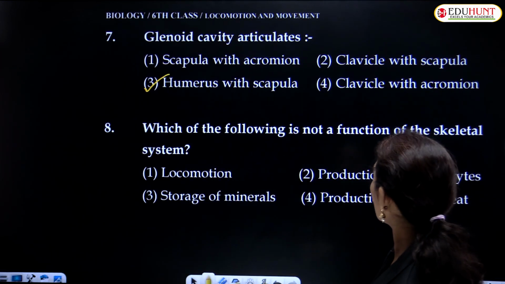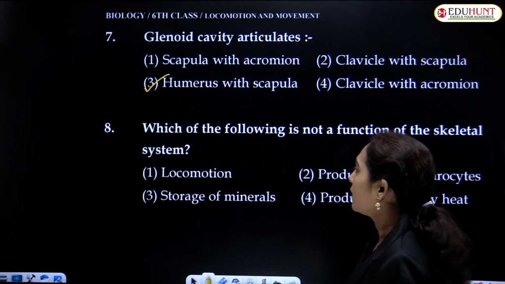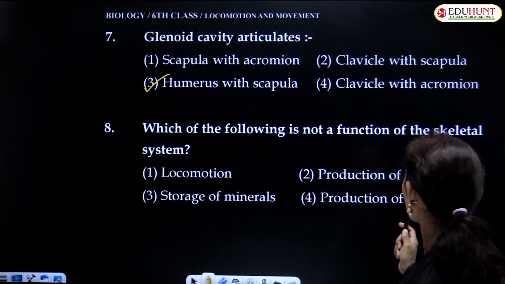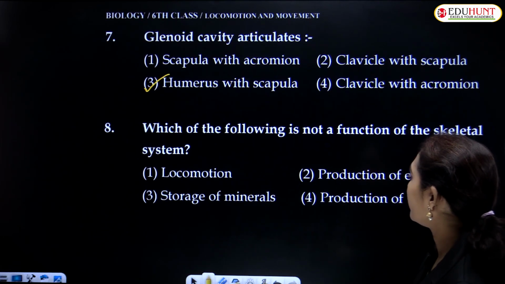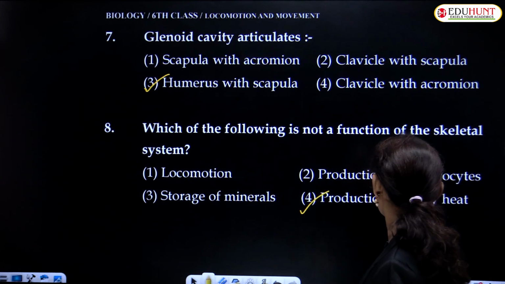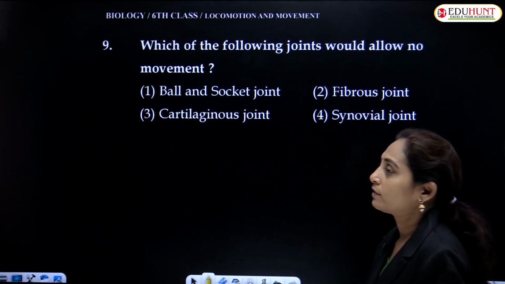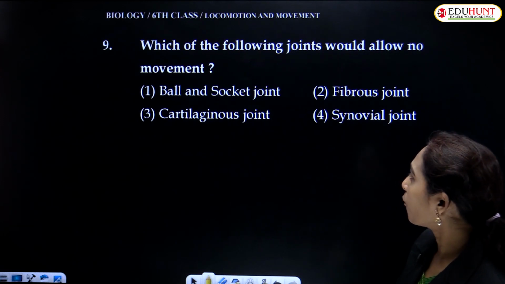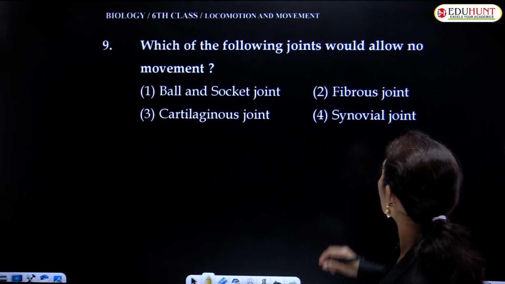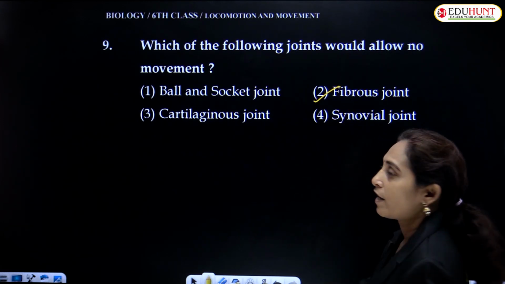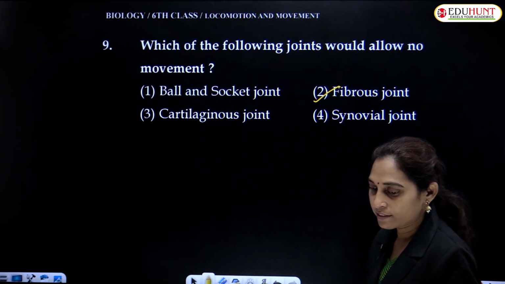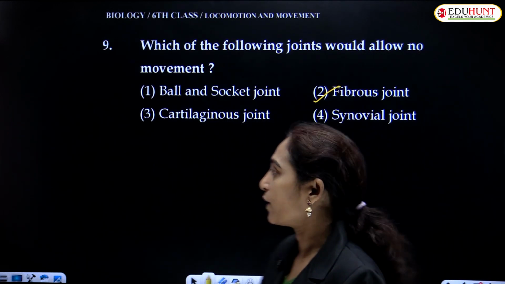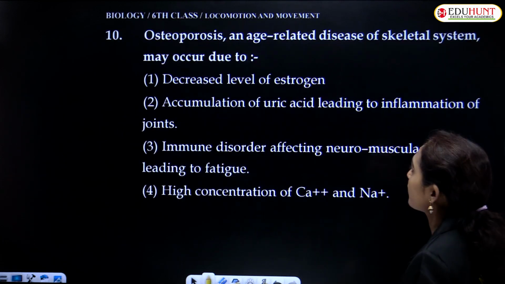Which of the following is not a function of the skeletal system? Locomotion, storage of minerals, production of erythrocytes and production of body heat. Production of body heat is obviously the answer. Which of the following joints would allow no movement? No movement is possible through fibrous joints. Fibrous joints like sutures, sutures between facial bones.